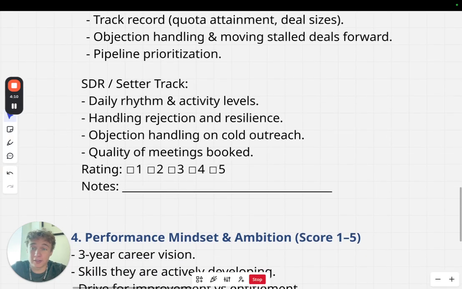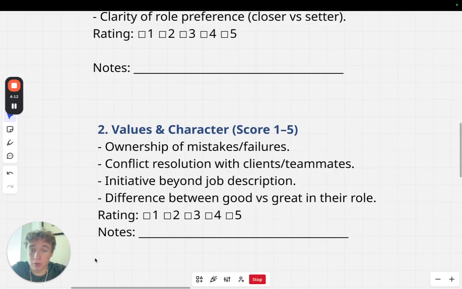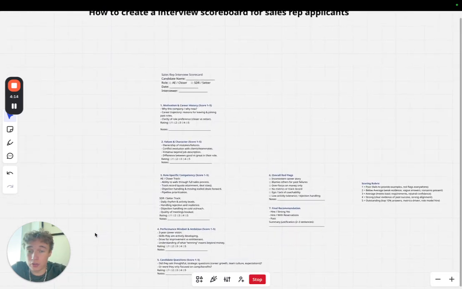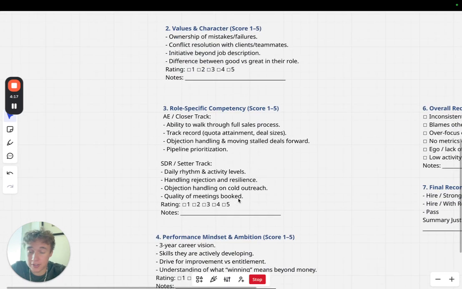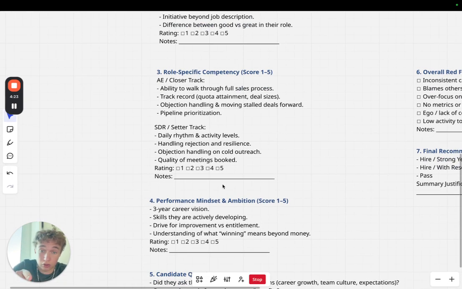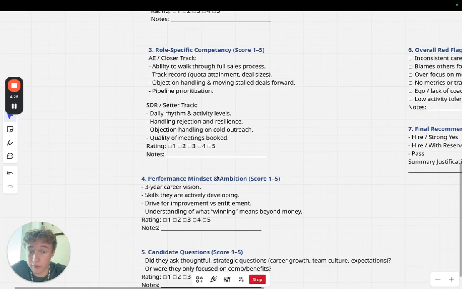And then again, this is why having a scoreboard is really important, because after you do a couple interviews, you can just look through your notes and then you'll have an idea. Okay, this guy had this, this guy didn't have this. Okay, these are the things. And then at the end of the day, you could do a final score too, which I'll go over as well.